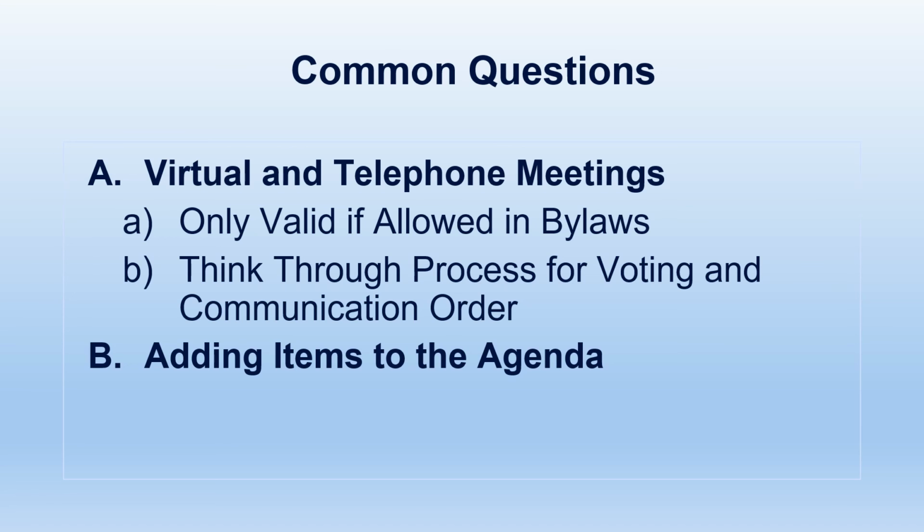Another common question concerns adding items to the agenda. While the president or presiding officer creates a draft agenda, they don't set the official agenda. The agenda becomes official when it is approved at the beginning of a meeting. This means that if someone wants to add an item to the agenda, that person can do so when the agenda is presented at the meeting. Alternatively, if the draft agenda was presented beforehand, individuals could make a motion to add items to the agenda.